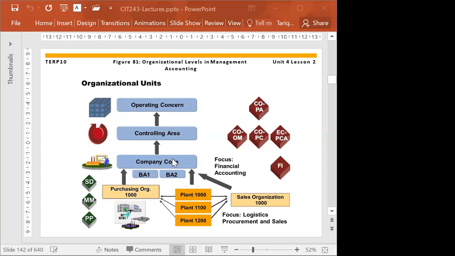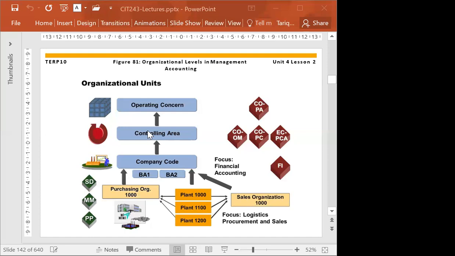The company code is an independent unit for financial accounting. At this level, we create the financial accounting statements like the income statement and balance sheet, but this is for external purposes. All transactions, as I mentioned, come from financial accounting and go to controlling areas. Here, this is for internal accounting purposes, to make decisions and to see how our company is making profits.